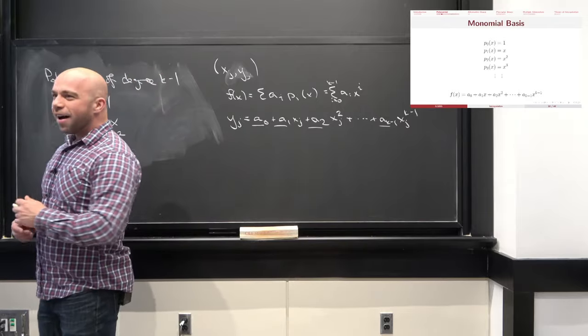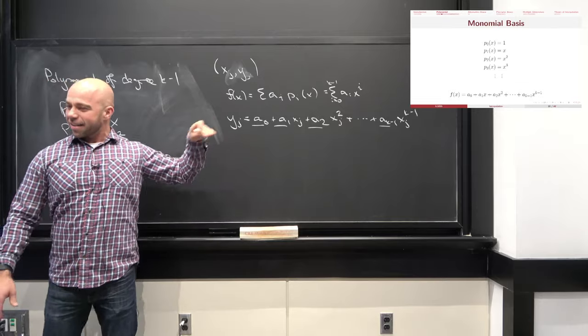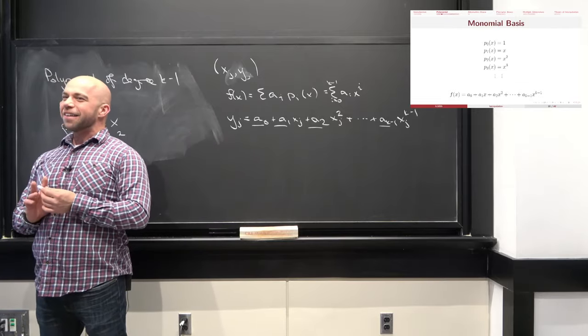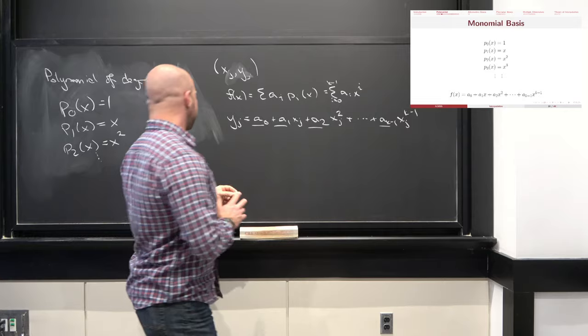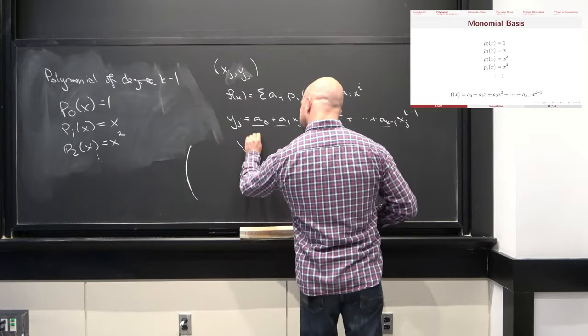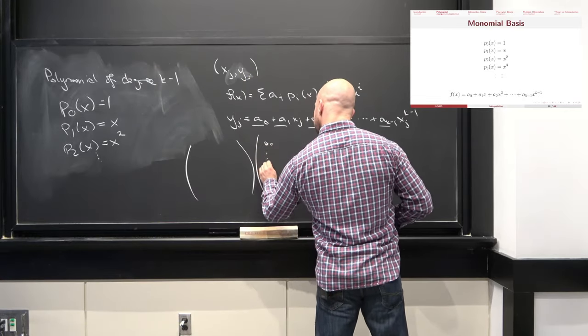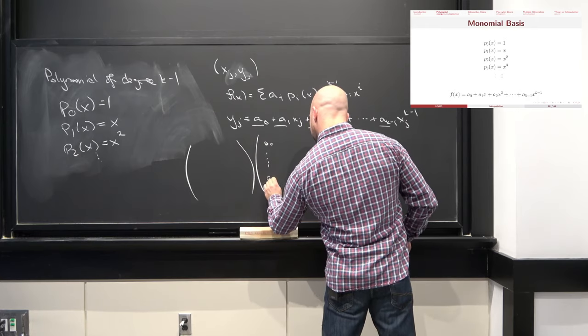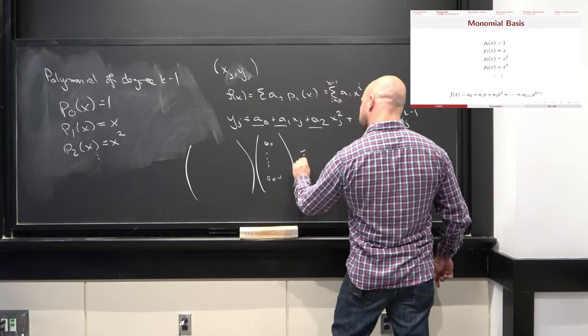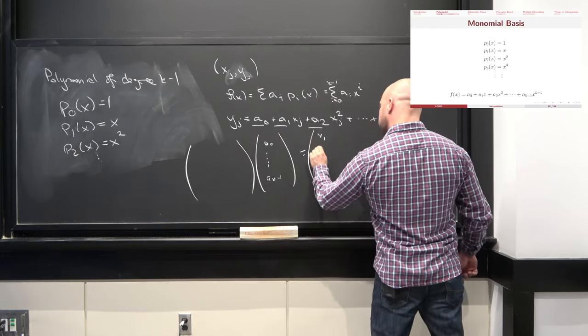Okay, so if I take each of these expressions and stack them together into a matrix, I get a very famous matrix, right? So at the end of the day, I need some matrix times a_0 through a_{k-1} equals y_1 to y_k.